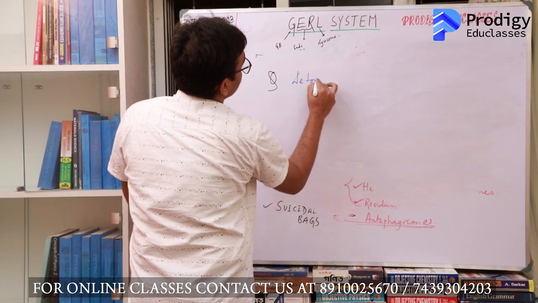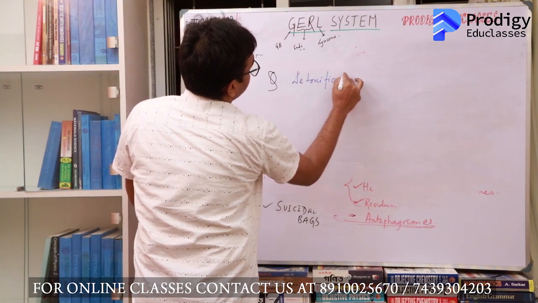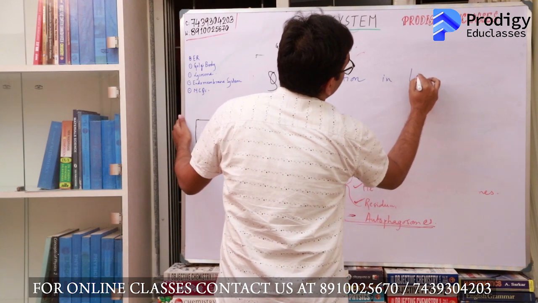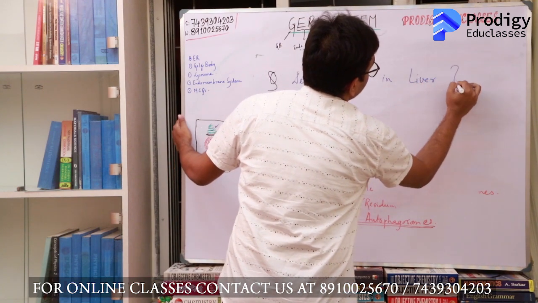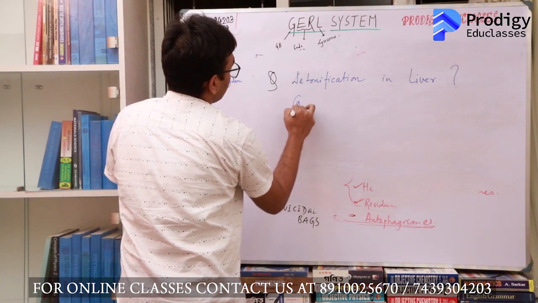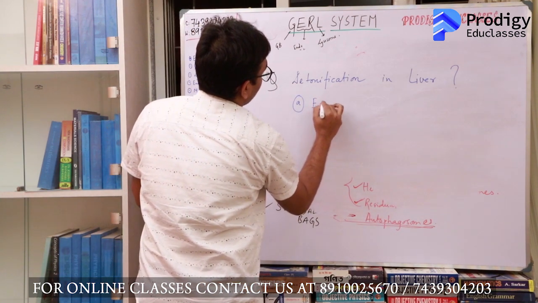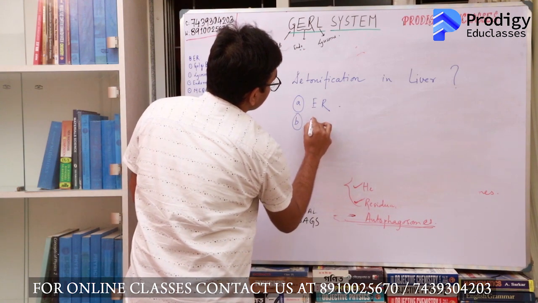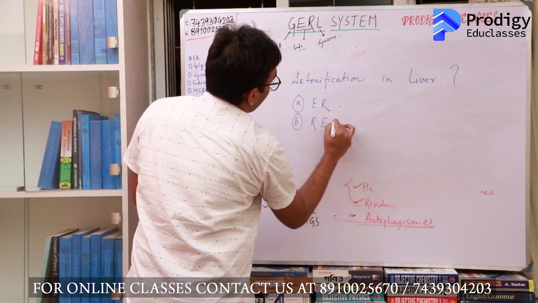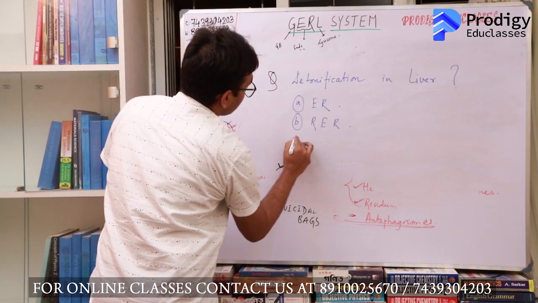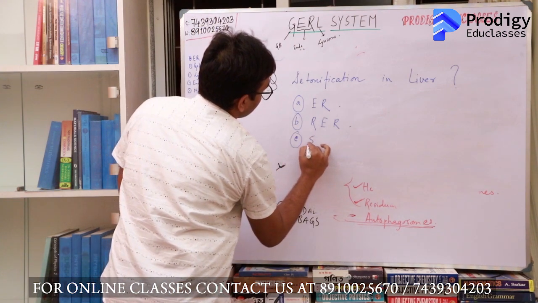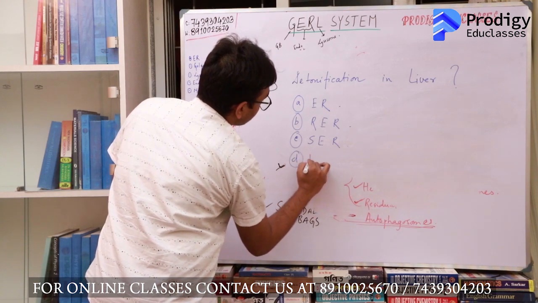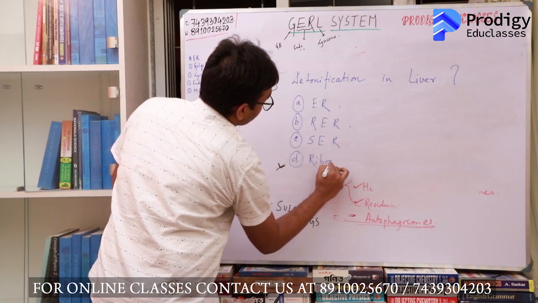Detoxification of substances in liver occurs where? A, endoplasmic reticulum. B, RER. C, SER. D, ribosomes.